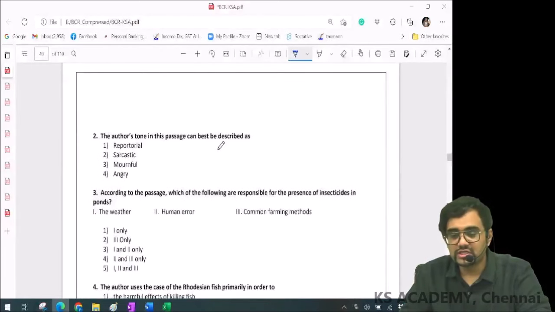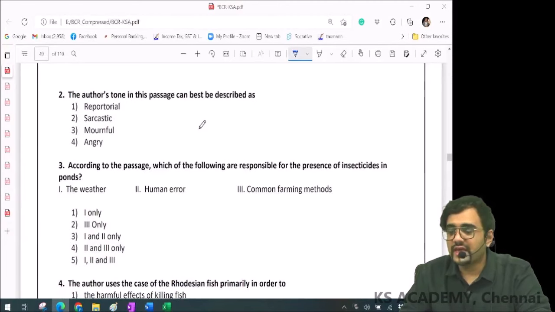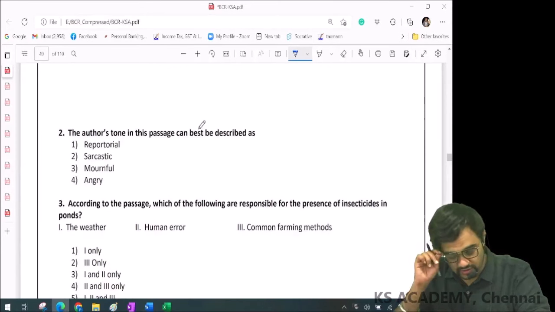Third one, the author's tone in this passage. Is he angry? No. Is he mournful? Is he like, oh, the fish died? No. Is he sarcastic in any way? No. It's merely reporting how many fish died, what is the problem that the country is facing, what is the problem that the world is facing.